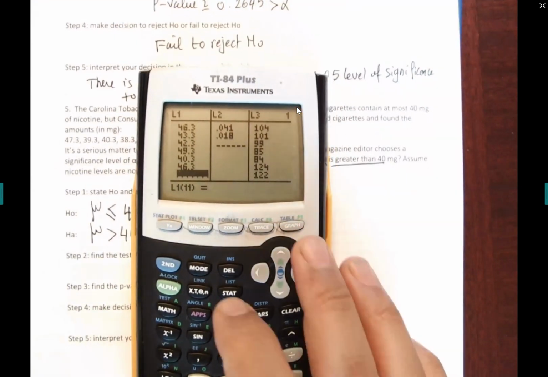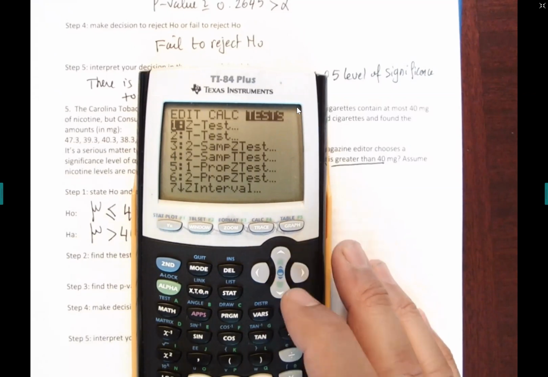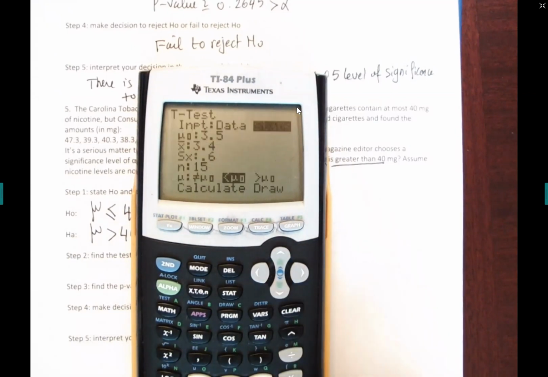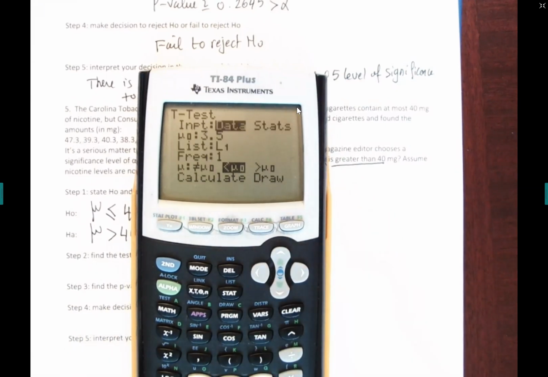Stat, calc, tests, t-test. And look at the difference here. Instead of stats, I go to data because he gave me a summary. Okay, what value are we testing against? We're testing against number 40.